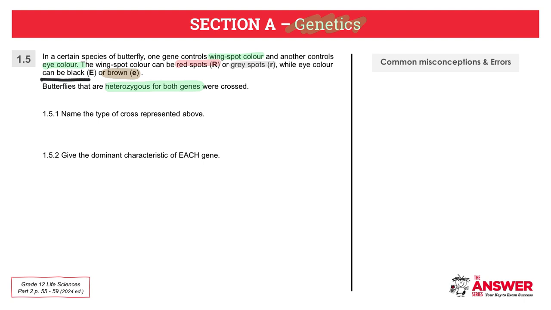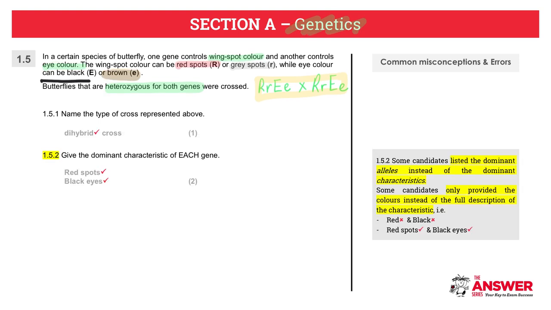So that means that butterflies that were crossed together had this genotype combination. They were heterozygous for both genes, in other words, the gene for wing spot color and the gene for eye color. Name the type of cross represented above. As there are 2 different genes controlling 2 different traits, this is a dihybrid cross. Question 1.5.2 asks to give the dominant characteristic of each gene. In order to determine that, you just have to look at the annotation that the question provides. The capital letters represent the dominant genes. So the capital R means that red spots is a dominant characteristic, and the capital E means that black is the dominant eye color.